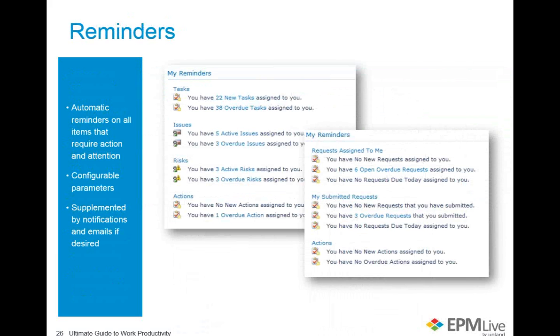From a task management perspective, reminders and notifications are built in throughout the system. You can have more passive reminders that let you know in each category of work type, where you have new things or things that are overdue.